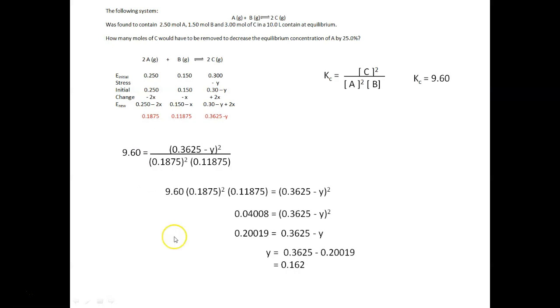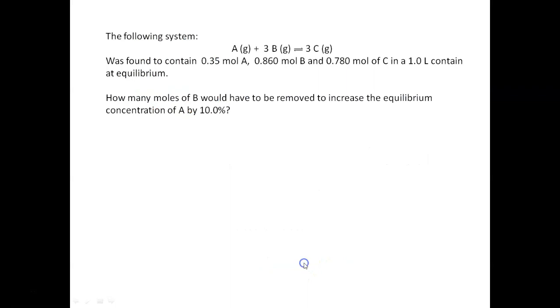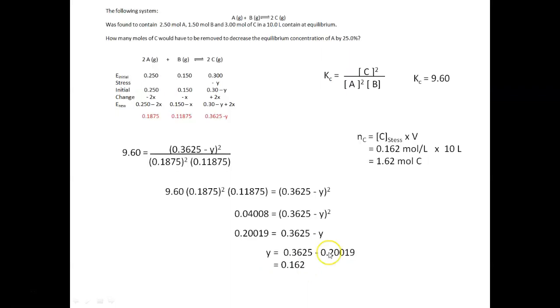So therefore I'm going to have to take this stress and multiply it by my volume. And so to get my number of moles of C that are removed, it's my concentration of C stress, which is this, times my volume. And I get how many moles of C I need to remove. Okay, so let's take a look at another example.